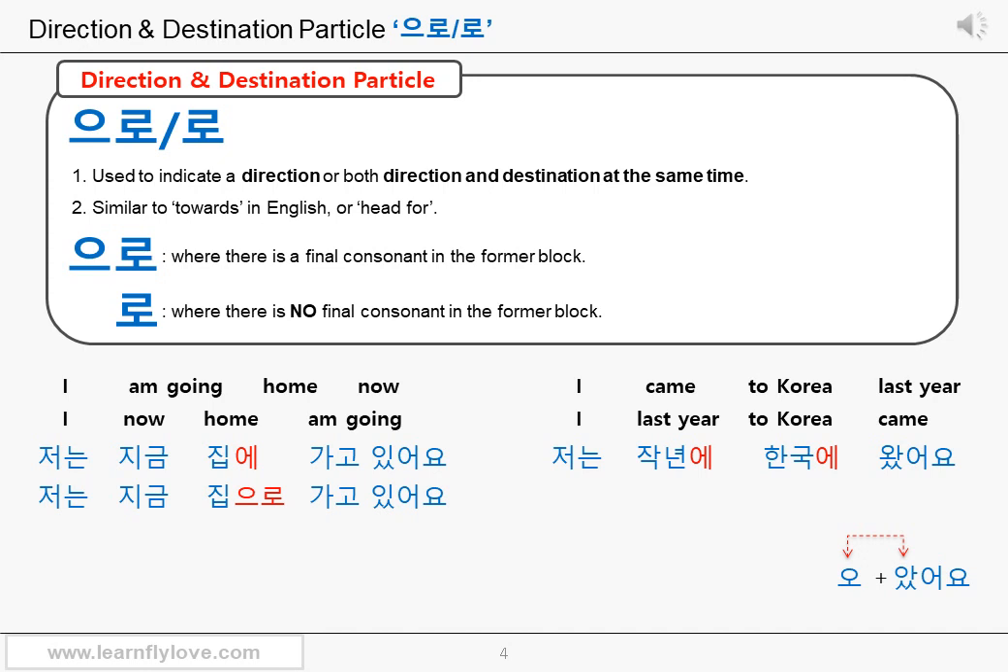I, 저는, or 제가, last year, 작년. 작년 is a noun, which means a year before the current year. It's a noun, so you have to add a time particle 에. 작년에. Why is 작년 pronounced 작년 with the ng sound? I'll tell you sometime soon. To Korea. 한국 plus 에. 한국에. Came. The stem 오 plus 았어요 becomes 왔어요.